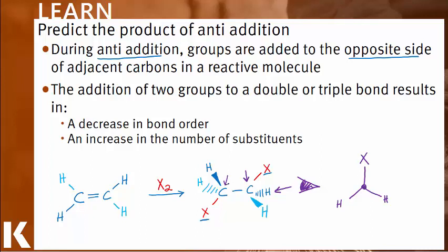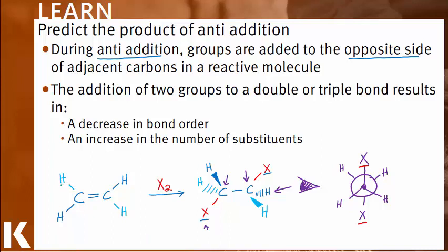Looking at our back carbon, of course, we denote that with a circle. We see our new substituent is now on the bottom, and then our two hydrogens are along the top. So in this Newman projection, we can again visualize that our substituents have been added to opposite sides of our molecule. Now let's come back to look at some other interesting properties of this reaction.